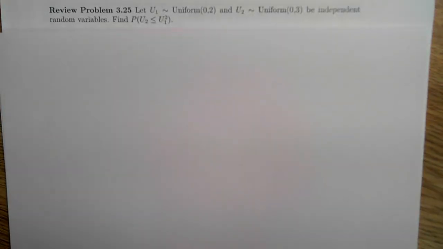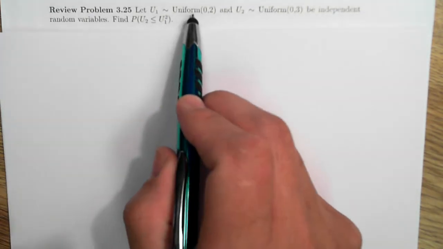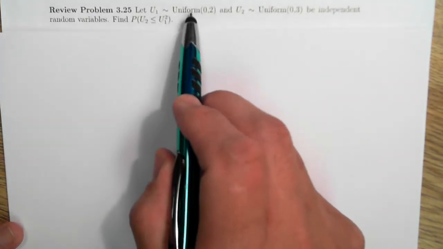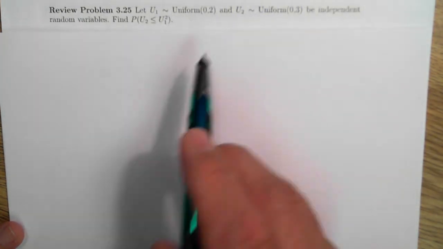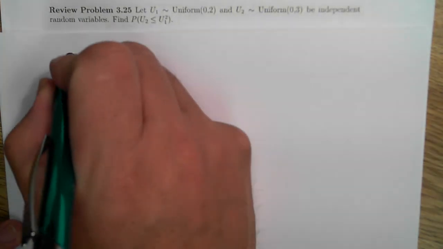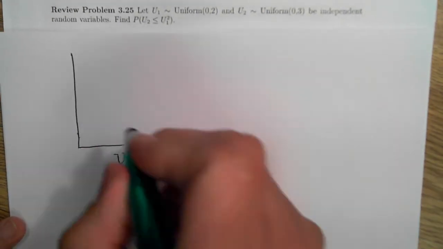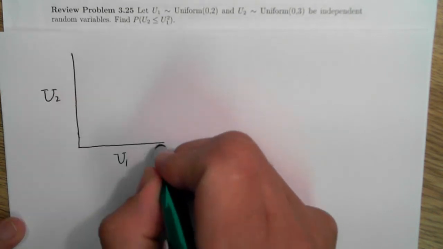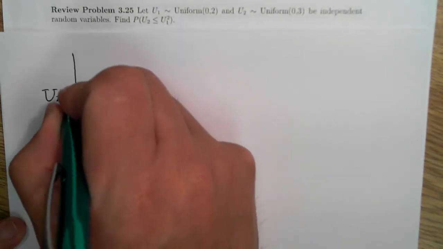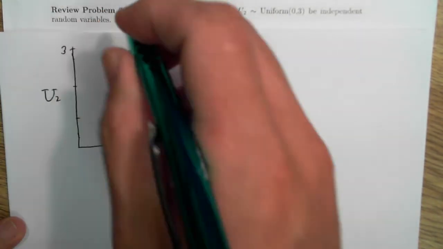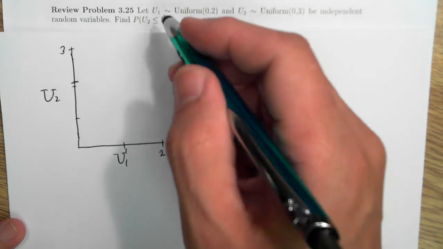All right, for review problem 3.25, this concerns two random variables that are not identically distributed, but they are uniformly distributed. So U1 is between 0 and 2, and U2 is between 0 and 3. So let's plot this. U1 will be down here, and U2 will be up here. U1 goes from 0 to 2, while U2 goes from 0 to 3. Find the chance that U2 is less than or equal to U1 squared.